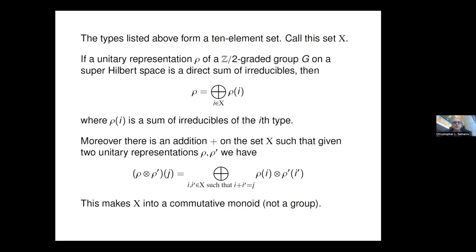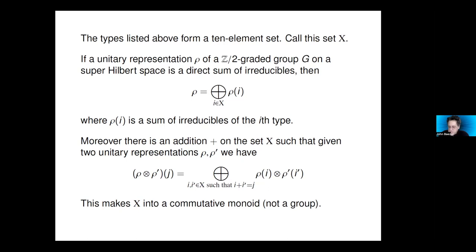Or is it a monoid? Is there this kind of similar graded structure for representations? And what is that? I don't know. I don't even know if it works.